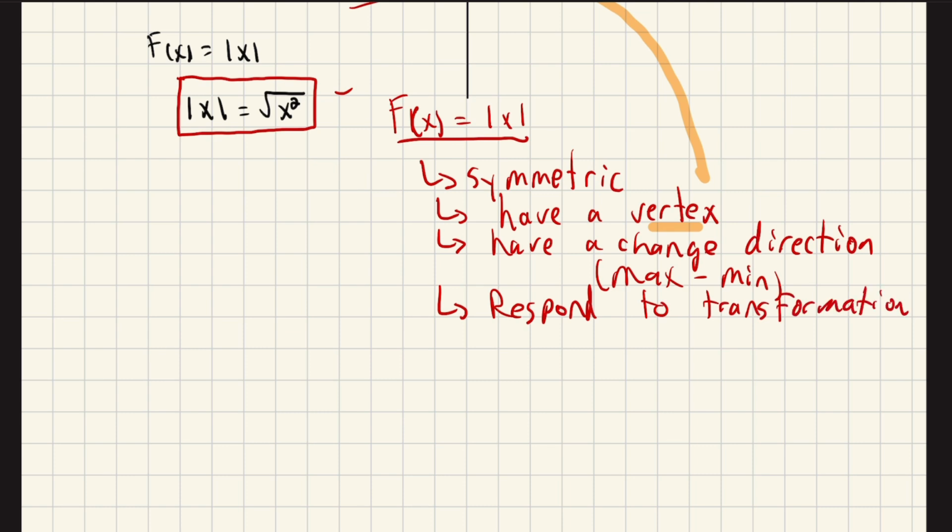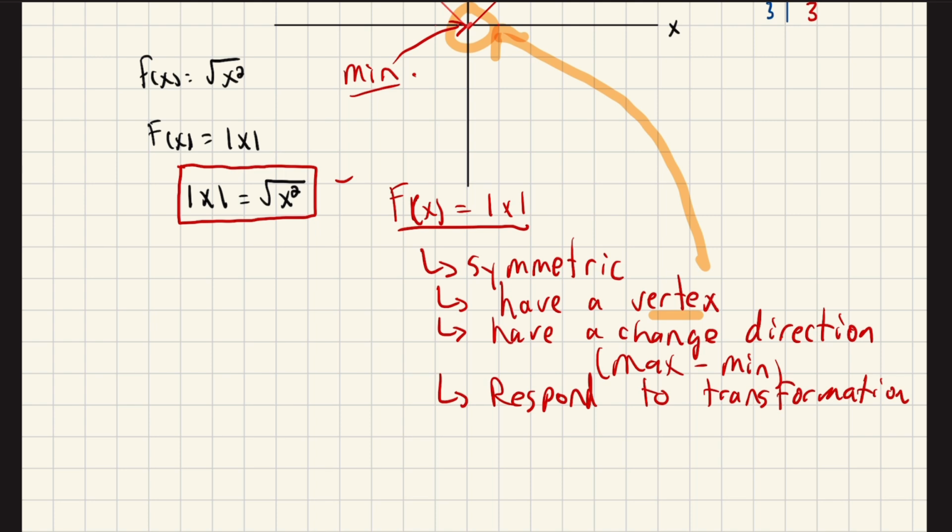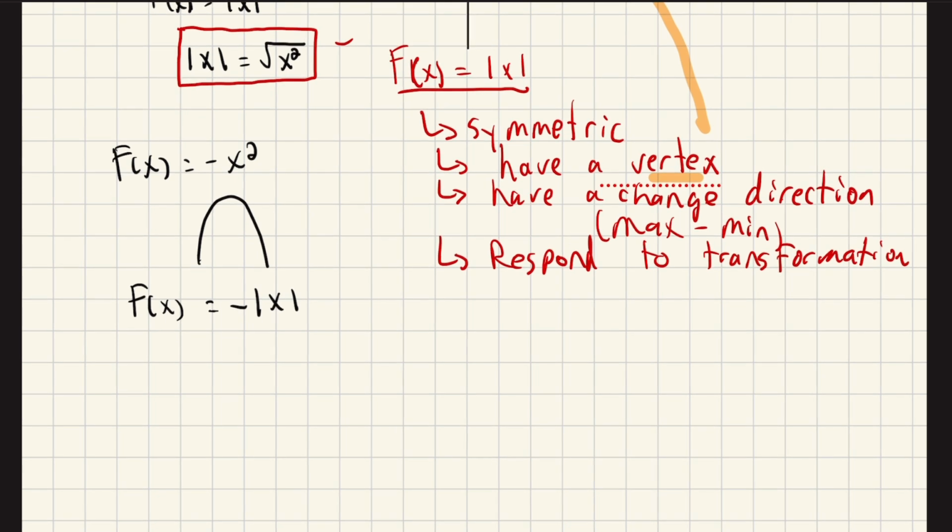And if we could say that the general function of f at x is equal to -x squared produces a parabola that opens downwards, then f at x, when it's equal to the negative of the absolute value of x, this too would produce an absolute value function that opens downwards as well, but it would be in the V format.